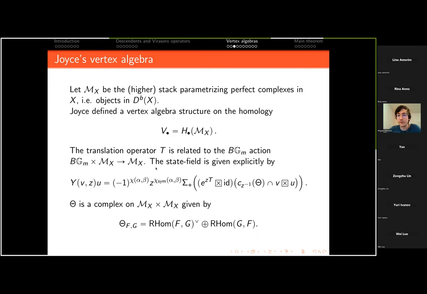And the state-field correspondence is the most interesting part. There is a completely explicit formula, and the precise form doesn't really matter for the purpose of this talk, but just for completeness, I'm writing it here. The key ingredient is this complex theta, which is a complex on MX cross MX, and over a point (F, G) in MX cross MX, it looks like RHom(F, G) dual plus RHom(G, F).